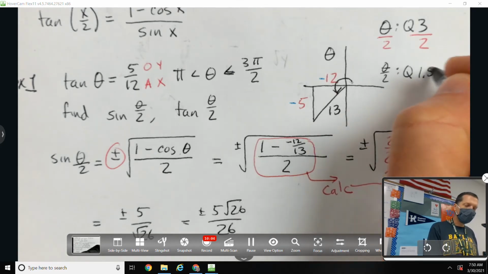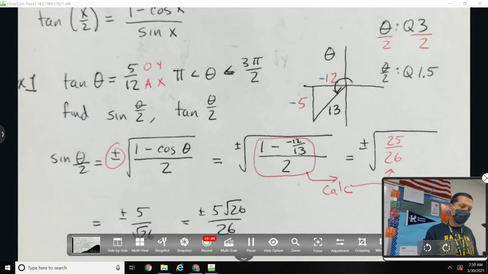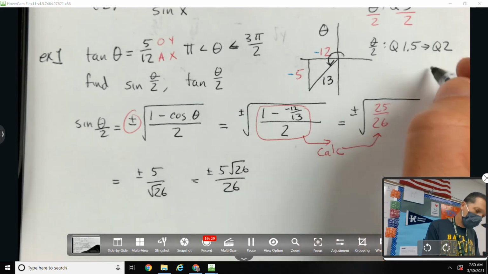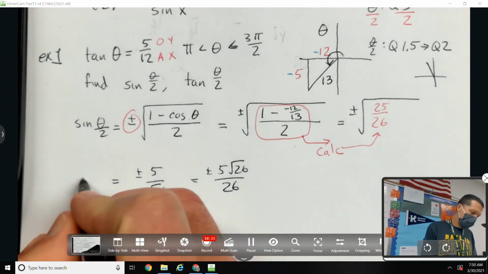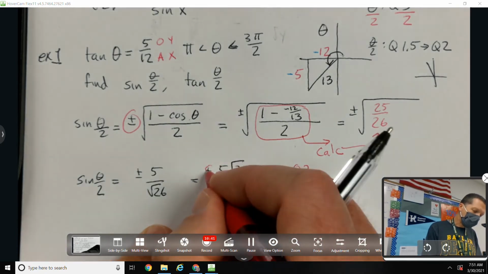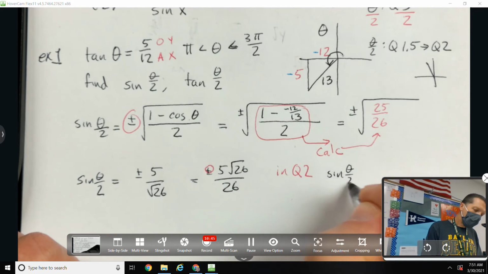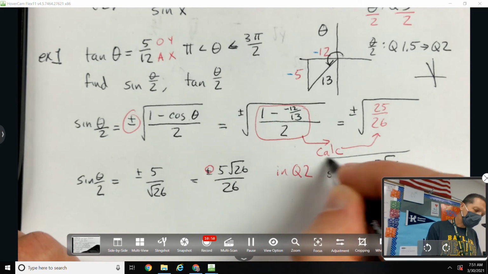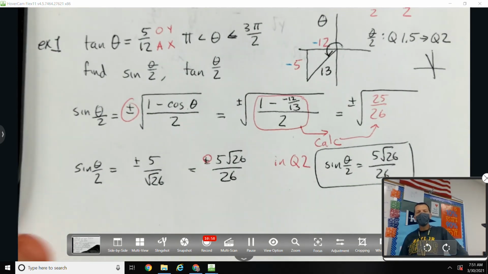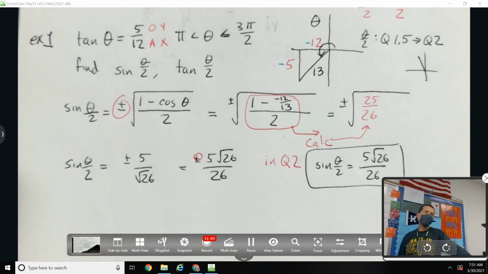1.5, which feels weird because there is no such thing as quadrant 1.5. But what does 1.5 round to? 2. So that means theta over 2 would be in quadrant 2. So you can divide the quadrant by 2, round appropriately, and find the new quadrant. To me, that's the easiest, safest way to do it. So if we're in quadrant 2, and we want the sign, in quadrant 2, the sign is positive. So 5 root 26 over 26. So some quadrant algebra, which is a little bit fishy. Like, what am I doing dividing quadrants by 2? But it always works.